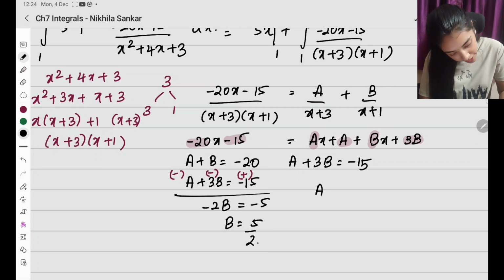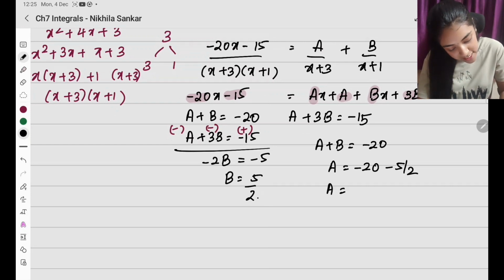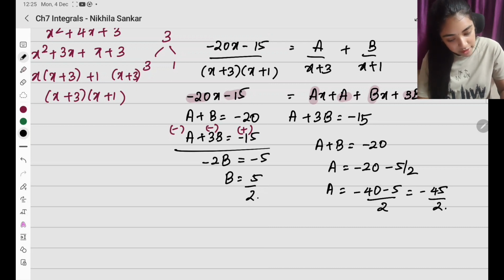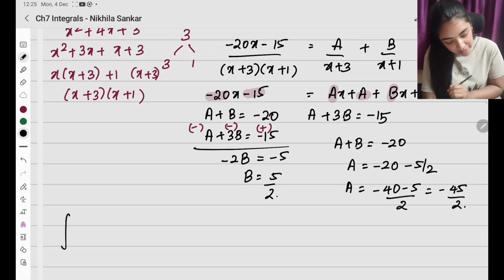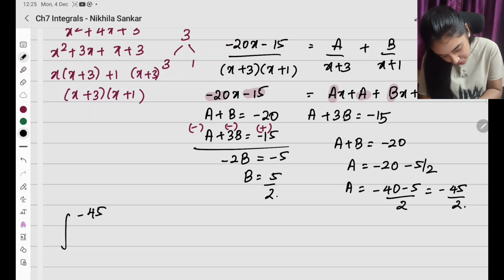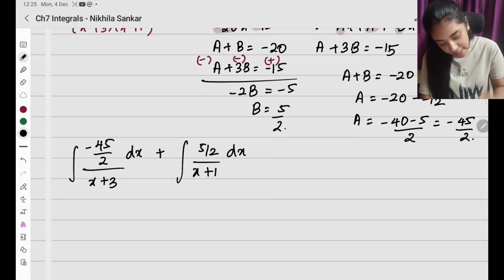So I have a plus b equals minus 20. A equals minus 20 minus 5 by 2, since b is 5 by 2. When I take the LCM, I have minus 20 times 2, which is minus 40 minus 5, divided by 2, which is minus 45 divided by 2. Now when I substitute, the integral becomes integral of a divided by x plus 3, which is minus 45 by 2 divided by x plus 3 times dx, plus b, which is 5 by 2 divided by x plus 1 times dx. Remember you have limits.